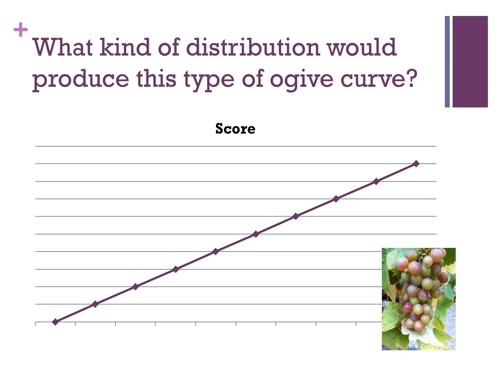What kind of histogram produced an ogive curve like this one? Take a minute or two and get a picture in your mind.